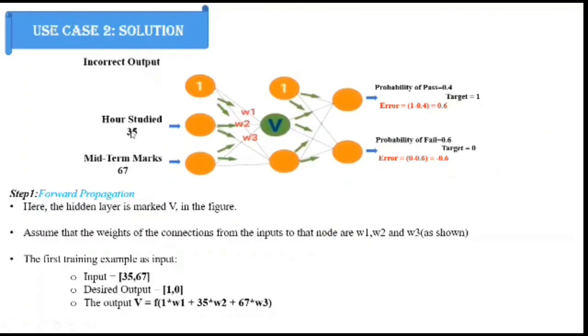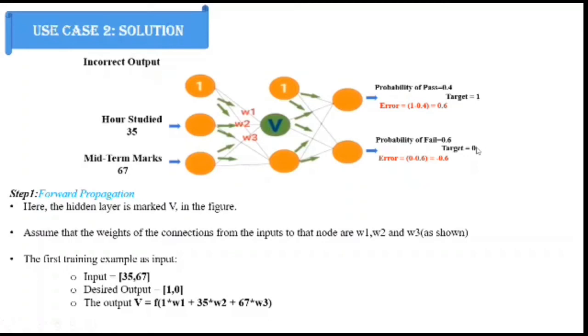And the same thing is here. These are the inputs, that is the number of hours studied by the student and the midterm marks scored, and now these inputs are sent to the hidden layer where the processing is done. They are multiplied with the corresponding weights, and the equation will be 1 into W1 plus 35 into W2 plus 67 into W3. This is a linear equation which is passed through the activation function, and the resulting output is sent to the output layer. Here the probability of passing is given as 0.4 and the probability of failing is given as 0.6. But actually it is wrong, as the actual output should be 1 here and 0.